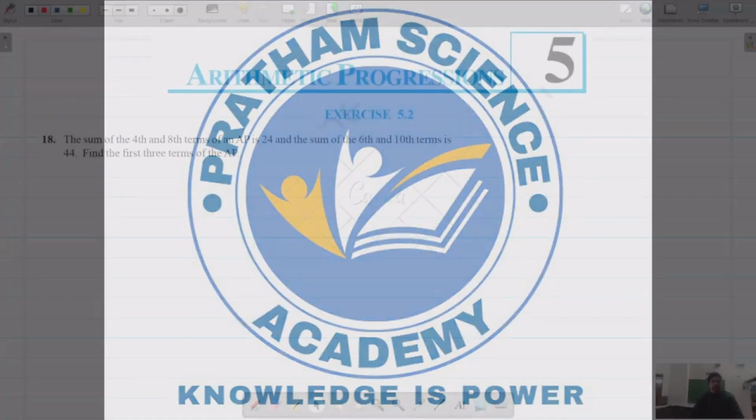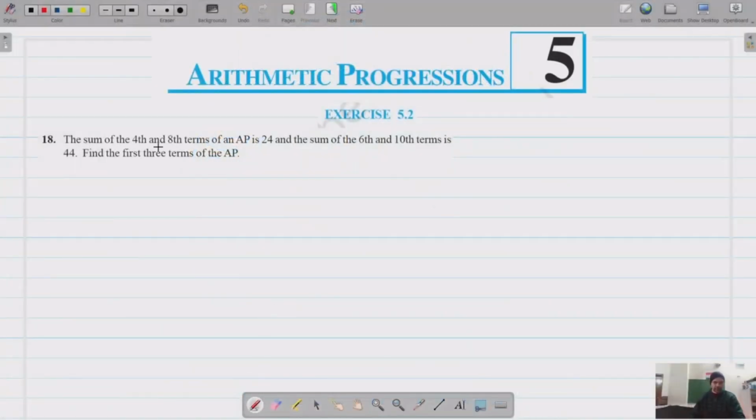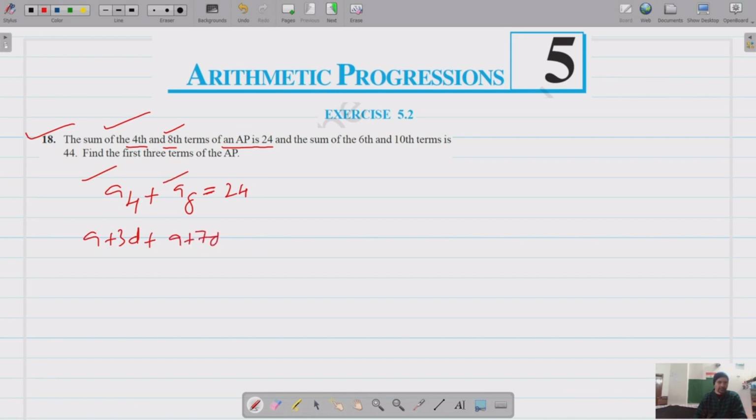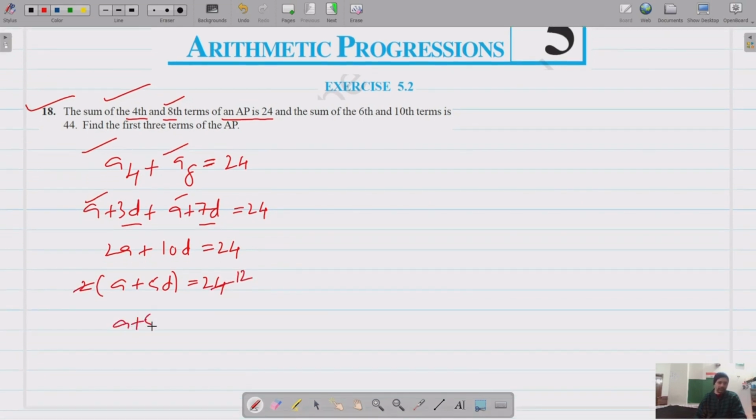Okay, so coming on to question number 18. Question number 18 says that the sum of the fourth and the eighth term of an AP is 24. So the fourth term is A4 and the eighth term is A8. Their sum is 24. A4 is A plus 3D, and A8 is A plus 7D. That gives us 24. So A plus A is 2A, and 3D plus 7D is 10D. We can take 2 common, so it's A plus 5D, which is 12. And now our first equation is ready to find the values of A and D.